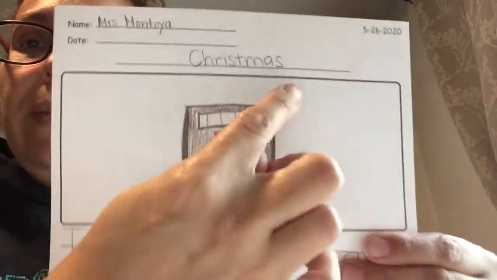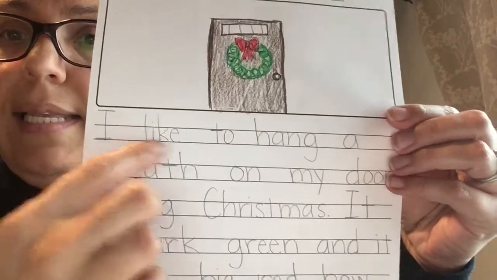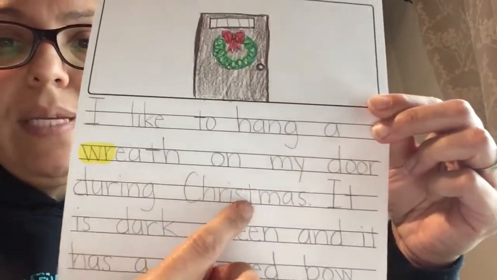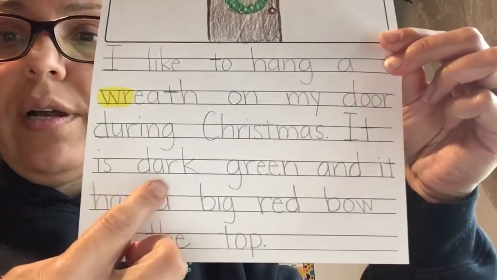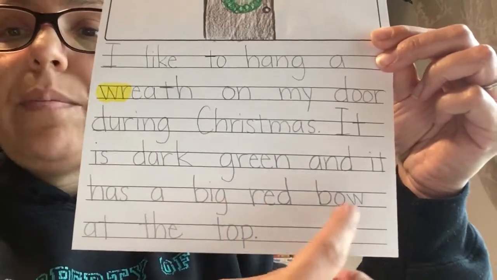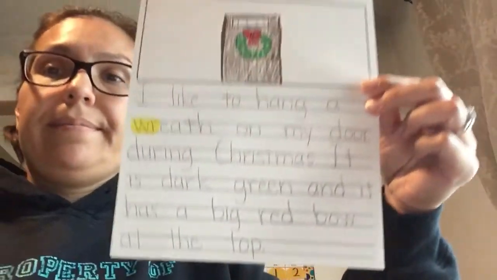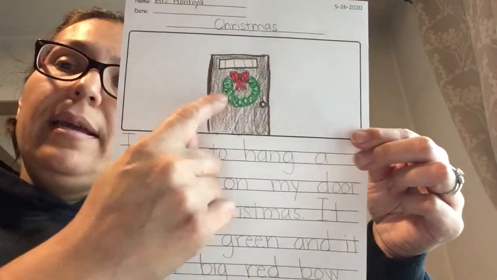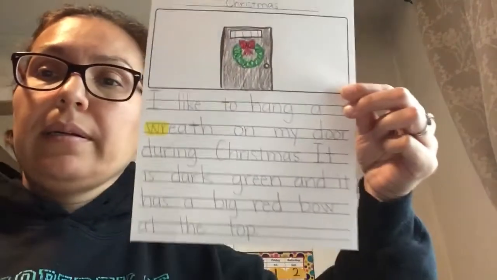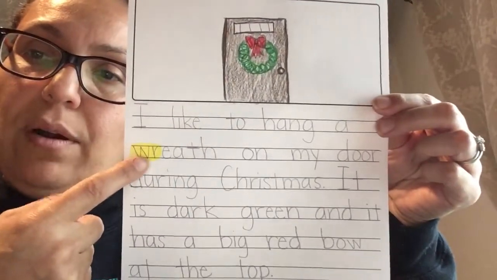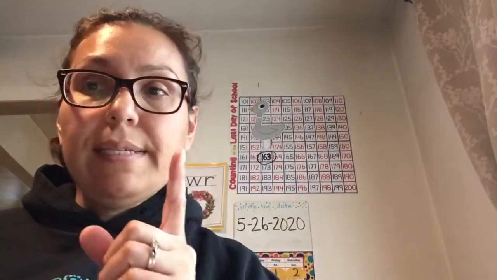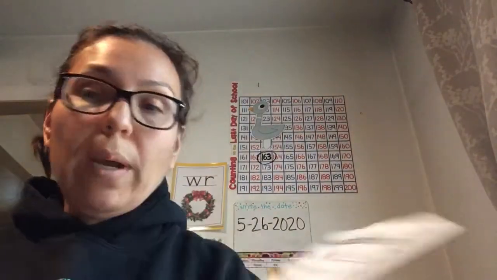The title is Christmas. I like to hang a wreath on my door during Christmas. It is dark green and it has a big red bow at the top. See, I'm describing it. It's dark green and it has a big red bow at the top. Okay? And I highlighted my WR word, which was wreath.